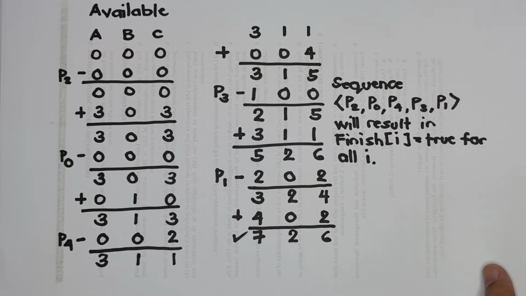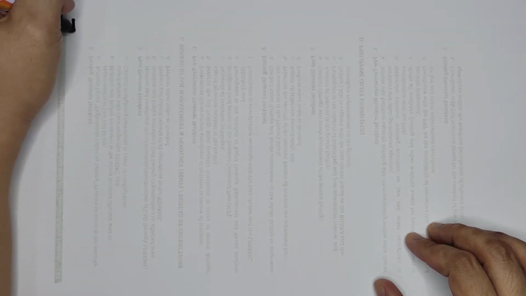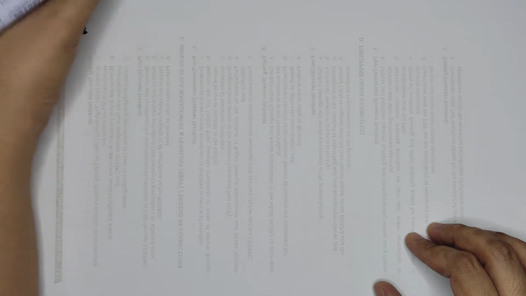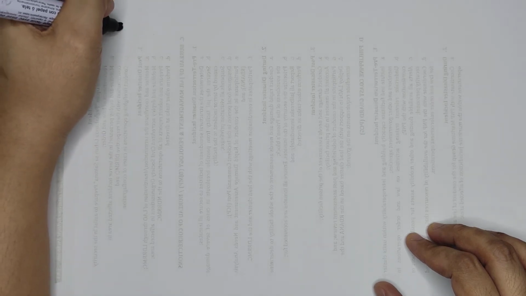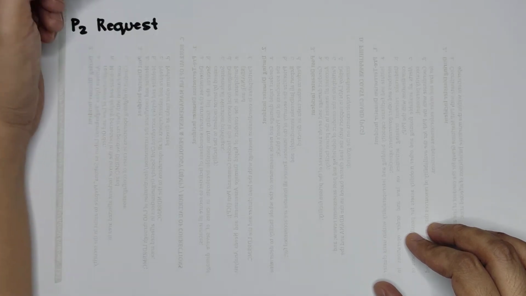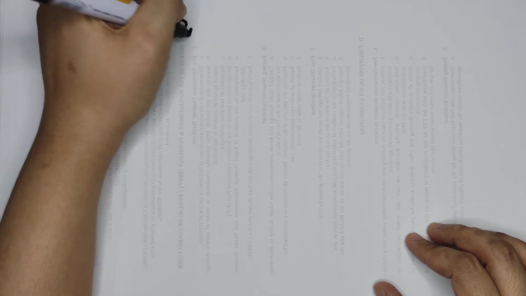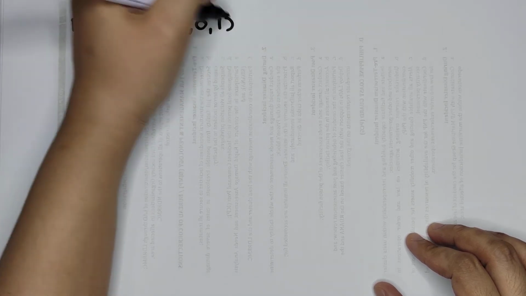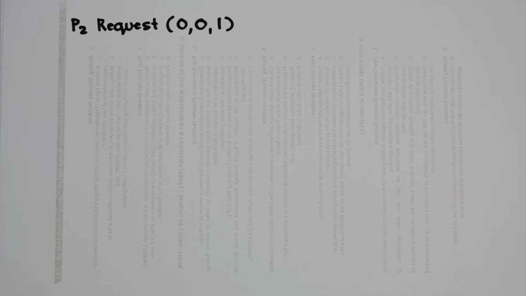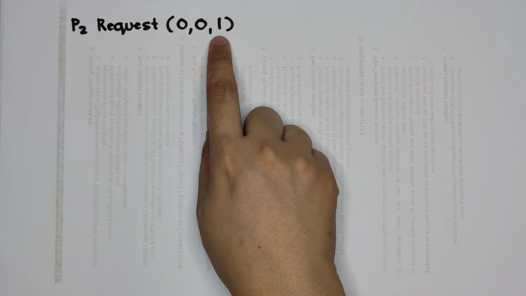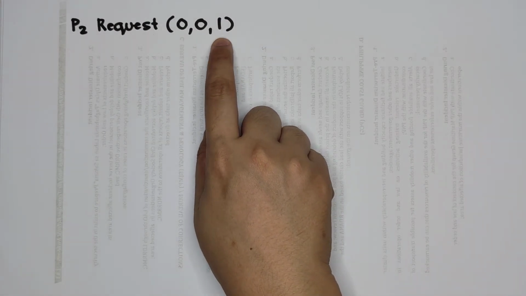Okay, so there is another request. What if, for example, P sub 2 requests additional resources, so we have 0, 0, 1, so it means that it wants to have an additional request for C.